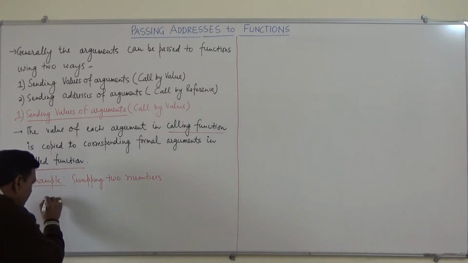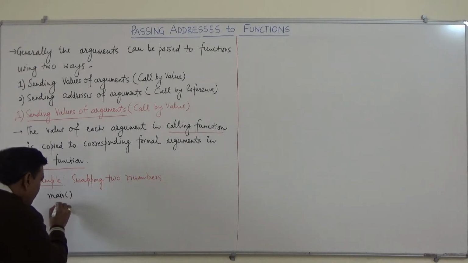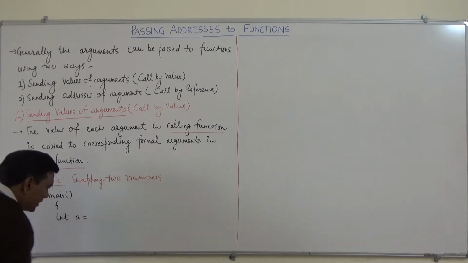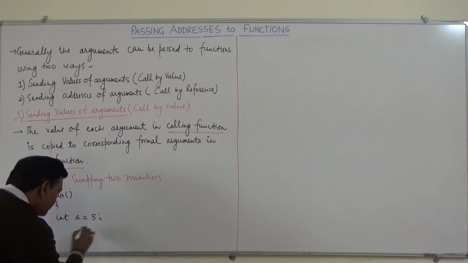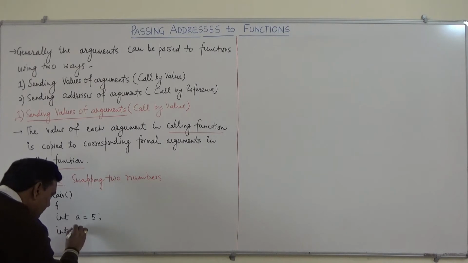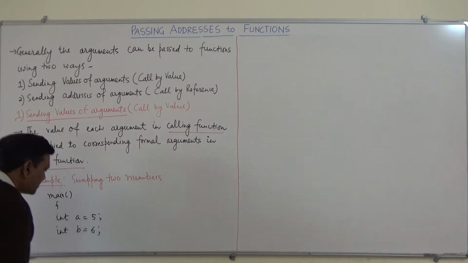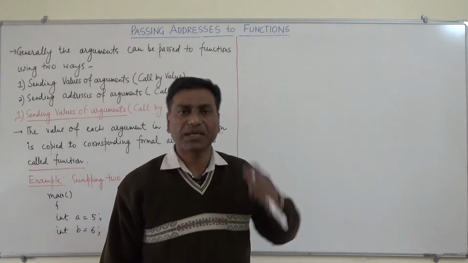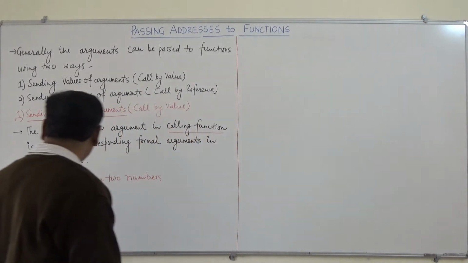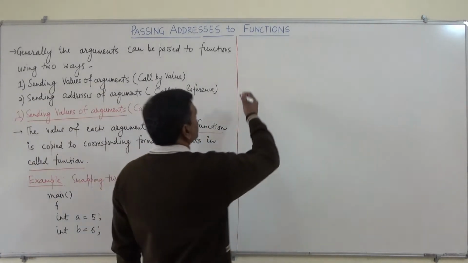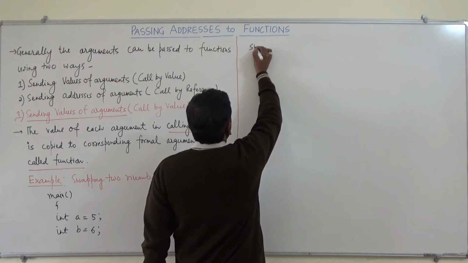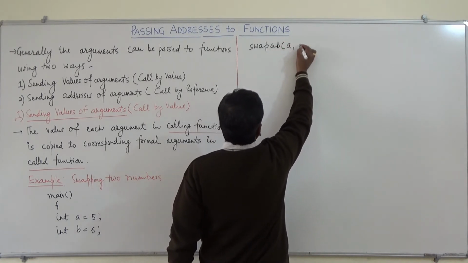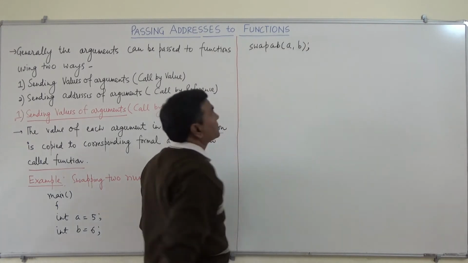So main, and then we will take two variables, let us say A, and A is 5, and then B is 6. So we have taken two variables, A and B. Now we will call a function, that is swap(A, B). So this is the calling function.